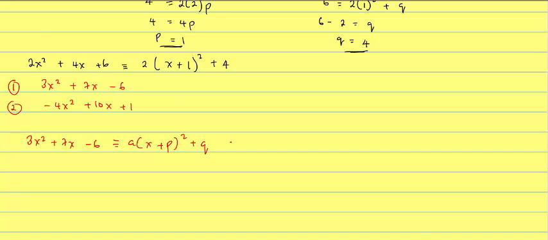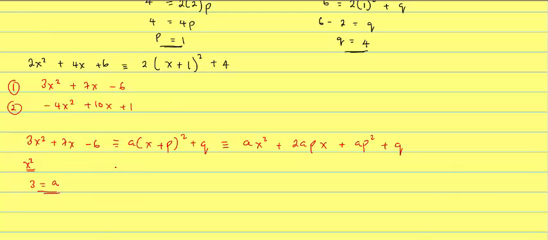And we showed that this is identical to ax² + 2apx + ap² + q. Now let's take coefficients of terms on the right hand side, terms in x squared. So on the left hand side we've got 3 being equal to a on the right hand side. So a is equal to 3.